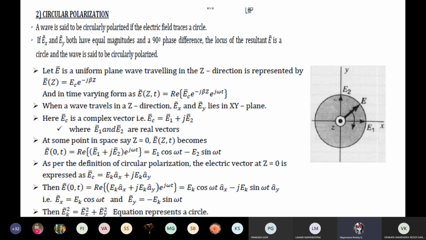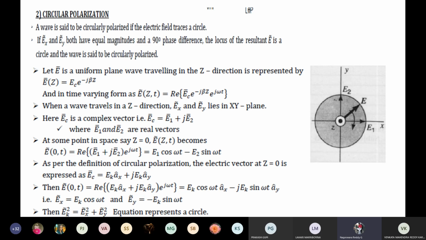Let E be a uniform plane wave traveling in the z direction and is represented by E of z is equal to E0 e power minus j beta z, and in time varying form E of z comma t is equal to real part of Ec into e power minus j beta z e power j omega t. When a wave travels in the z direction, Ex and Ey lie in the xy plane. So here Ec is a complex vector. Ec is equal to E1 plus j E2, where E1 and E2 are real vectors.